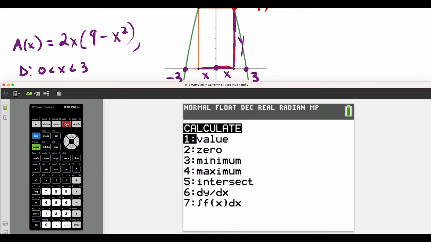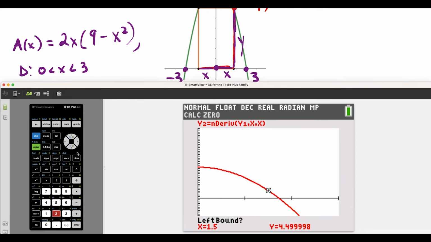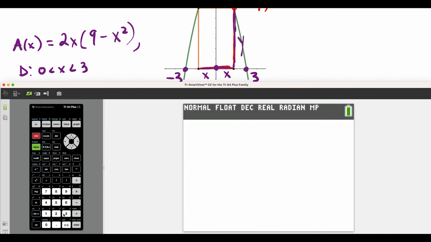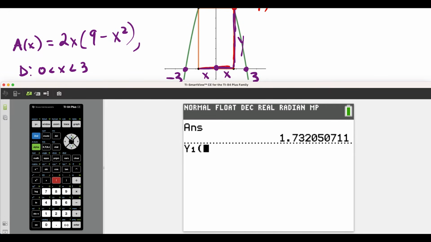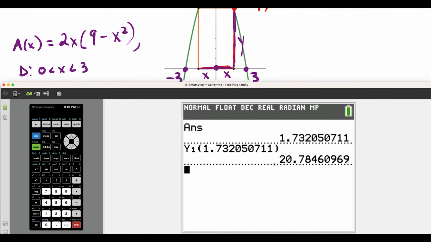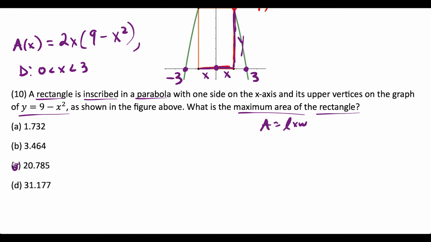And once again, this is a valid explanation because it's the only critical point on the space from 0 to 3. So not only is it a local max, it's the absolute max. So I press enter before, after, and then a third time, and notice this would be our x value here, our critical point. And then if I wanted to plug it back into the function, I could just press alpha trace, and then y1 was a of x, and I could plug in this critical point in parentheses, close it and press enter, and we get 20.785. So choice C is definitely our solution.